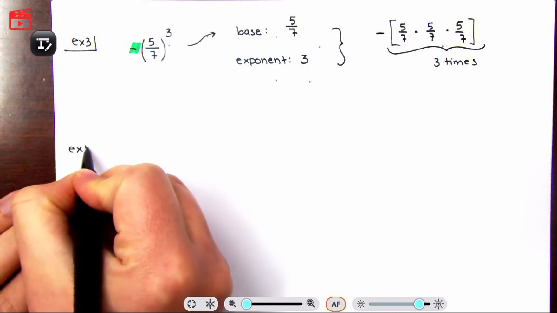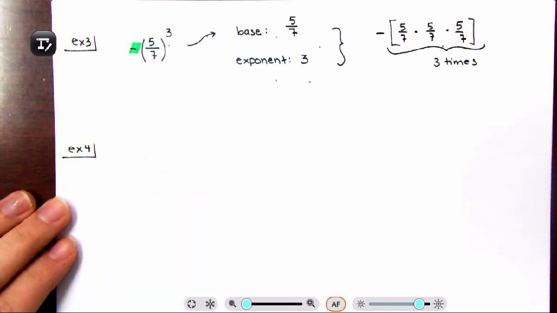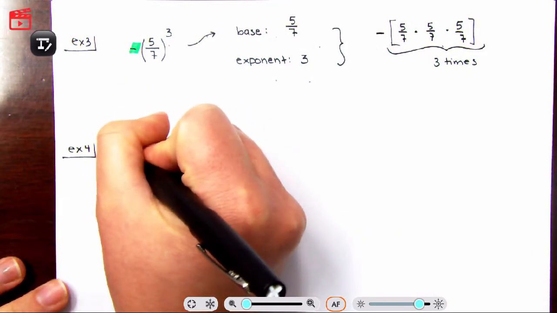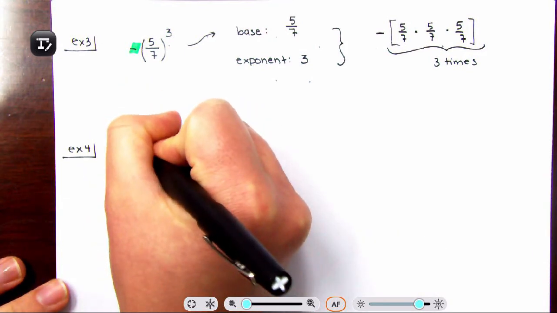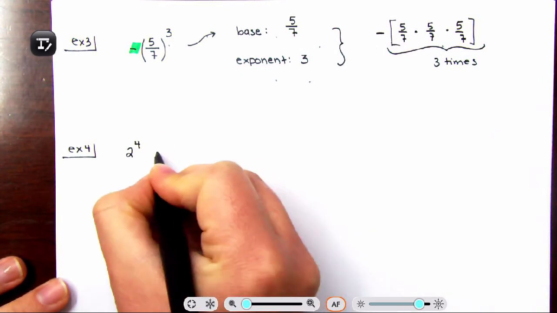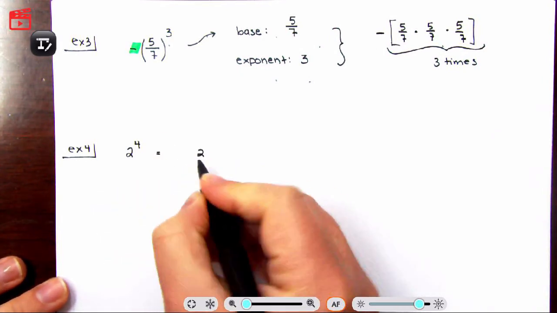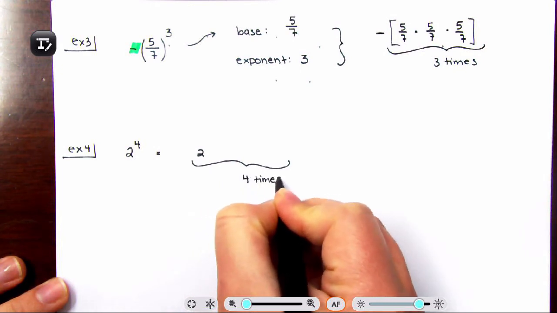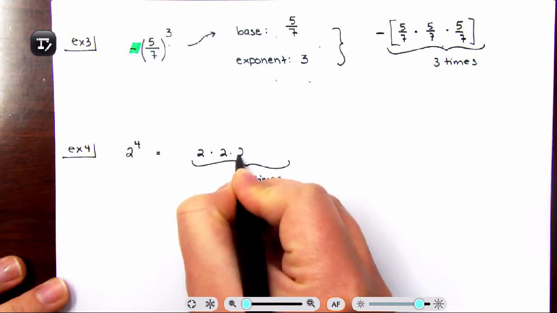Let's also go ahead and evaluate some of these and solve them out, to see what they are. So let's do 2 to the 4th power. Let's figure out what that is. My base is 2. My exponent is 4. So that means I am writing this 4 times. So 2 times 2 times 2 times 2.